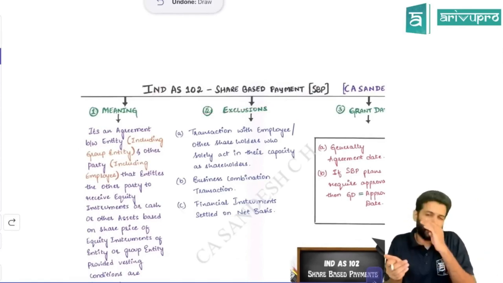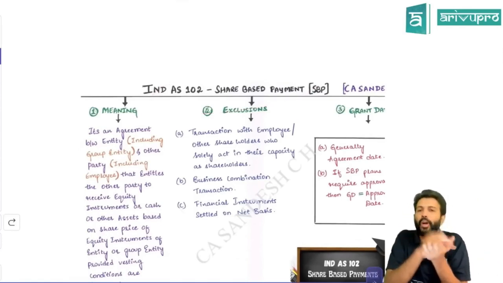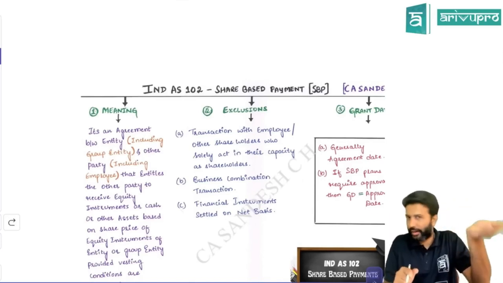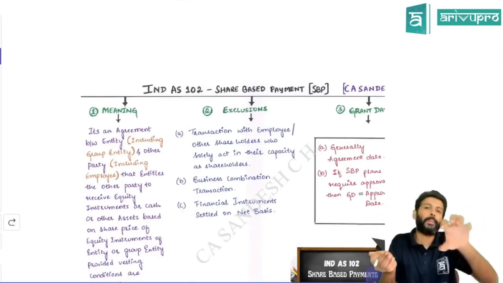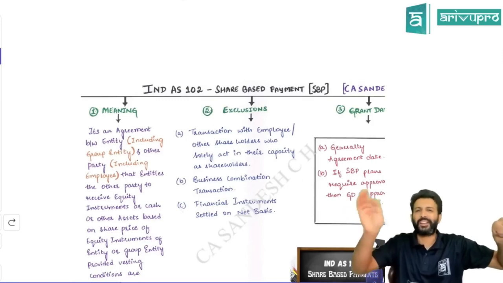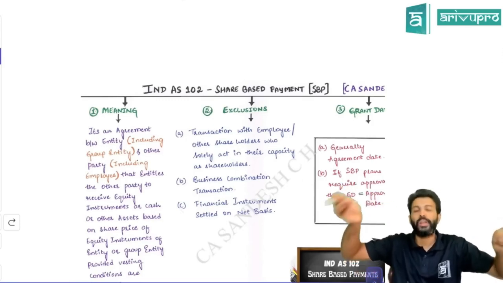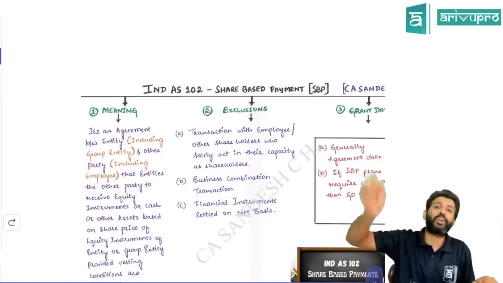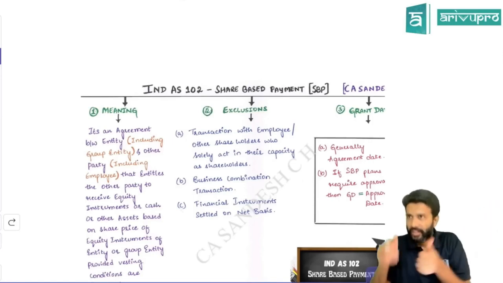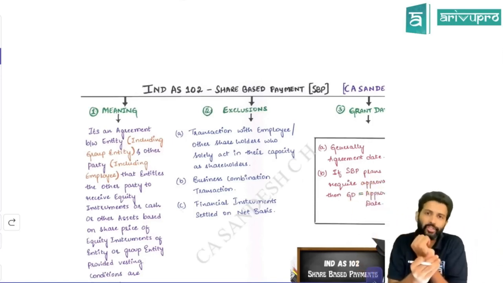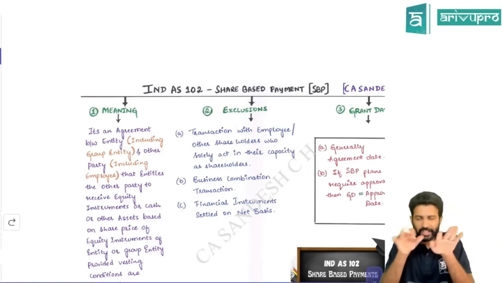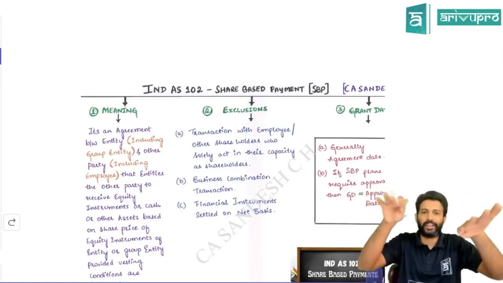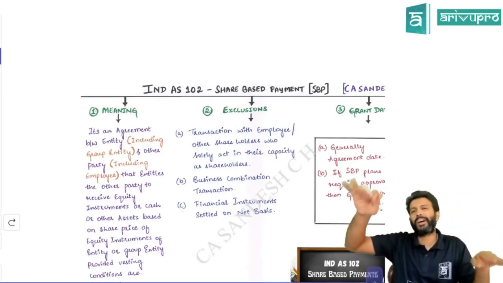So what is share-based payment? Share-based payment is simply a contract between two parties. One party is the entity, another is a third party. That third party could be an employee also, whereby the third party has a right to receive shares or cash based on the share price.